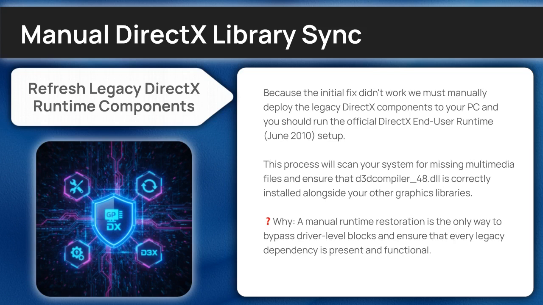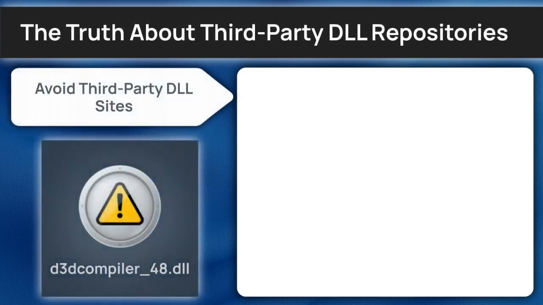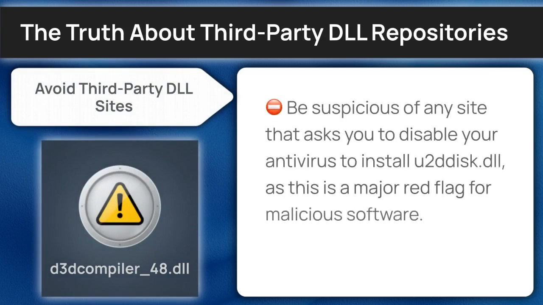A brief word of caution: not all solutions found online adhere to professional security standards. Technical warning: many online file mirrors provide versions of D3D Compiler 48 DLL that are either corrupted or intentionally modified, putting your privacy at risk without resolving the underlying execution error.